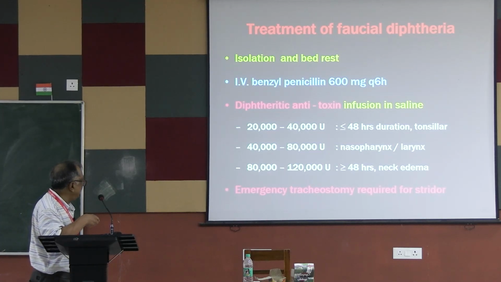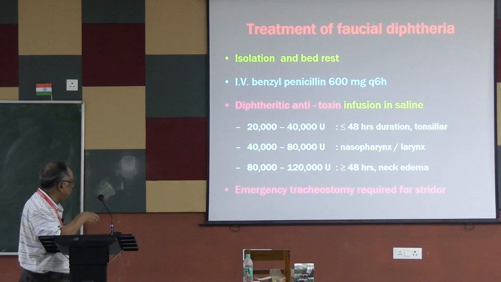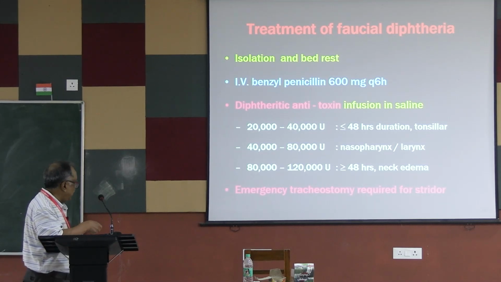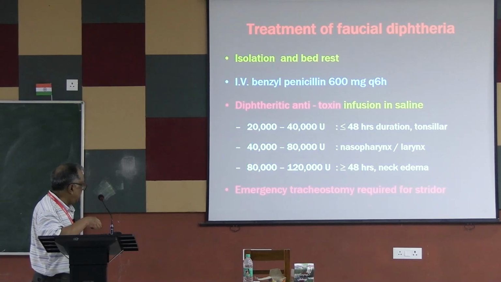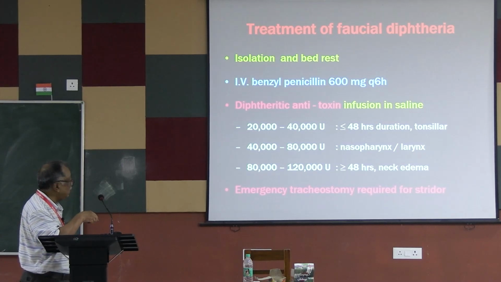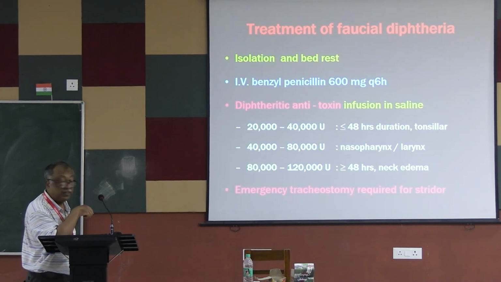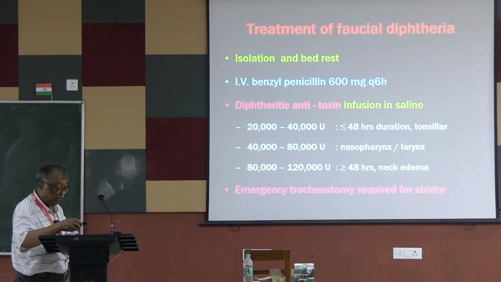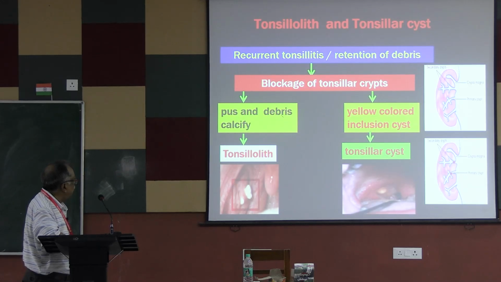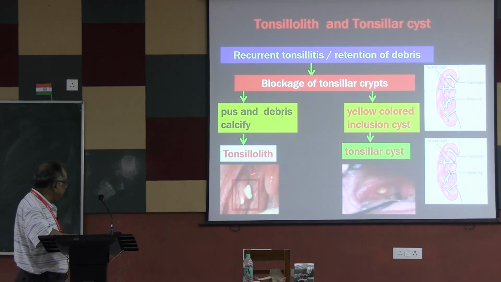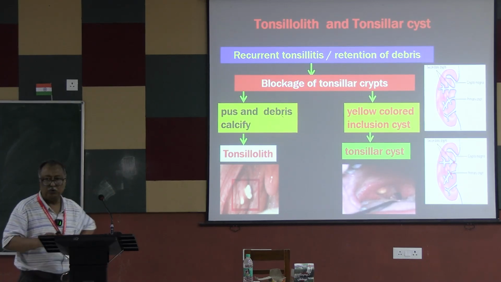I do not want to mention it because you will read it in community medicine or general medicine. Emergency tracheostomy is needed due to stridor, that is due to the extension of diphtheria, laryngeal diphtheria. And recurrent tonsillitis with retention of debris, that is the pus. You see, this is the tonsillolith. This is the tonsillolith. The patient will come to you.